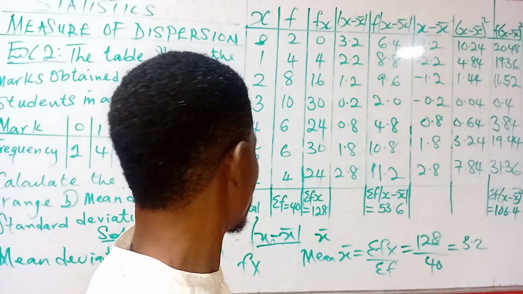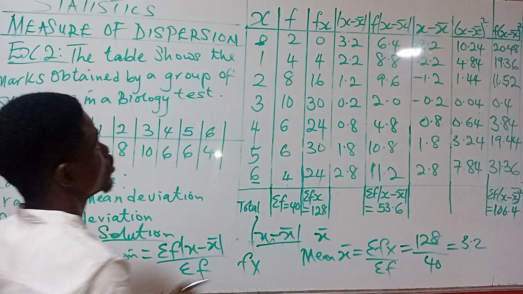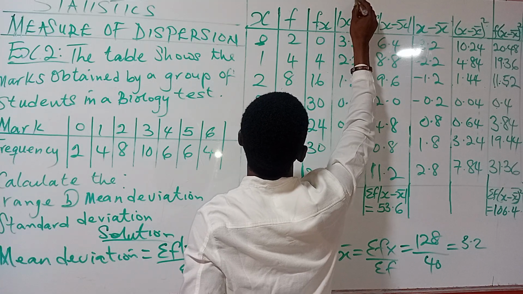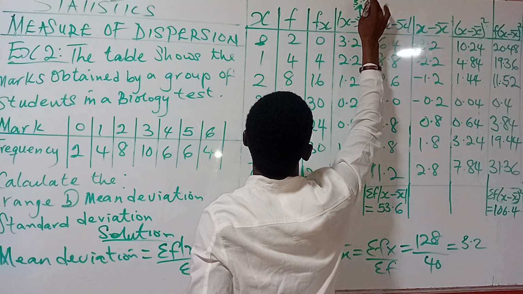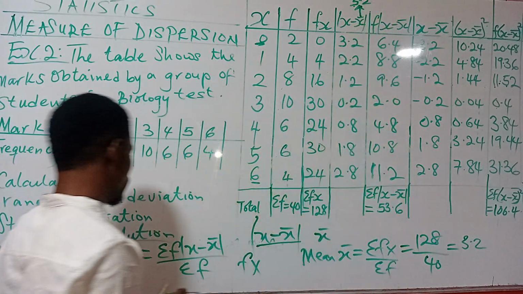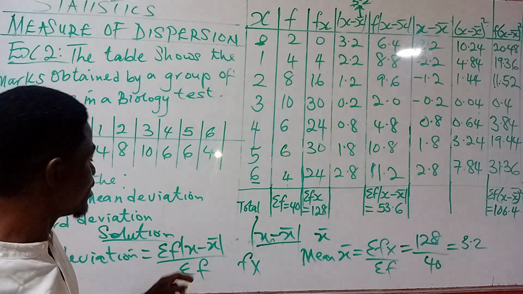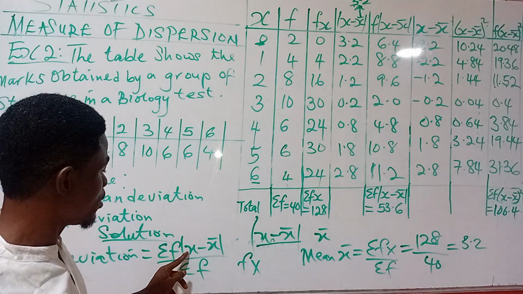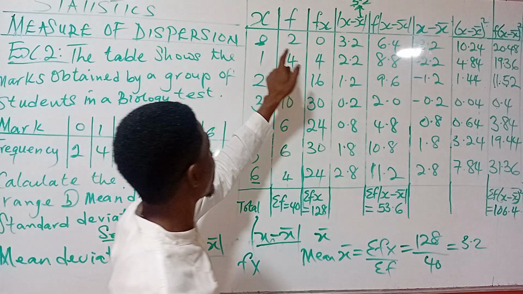Your x bar is the mean, so what you add there is 3.2. Now, for you to get the absolute difference of x minus x bar, we subtract 3.2 from each x value.